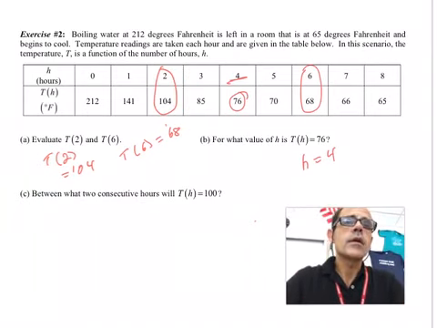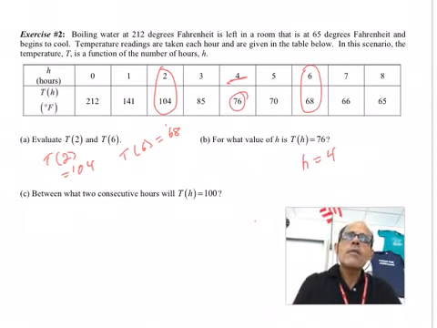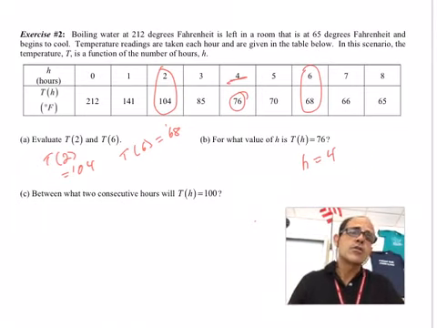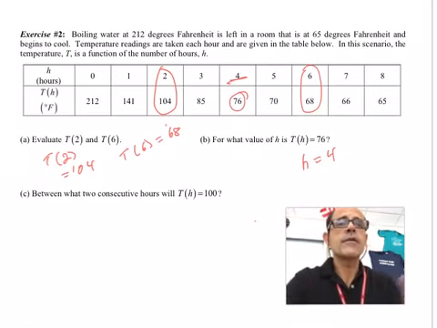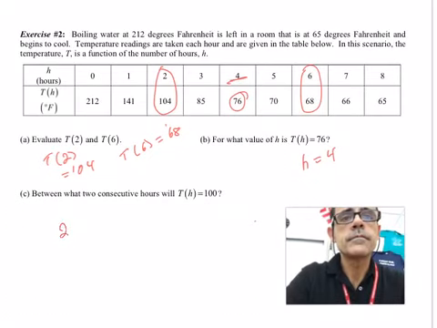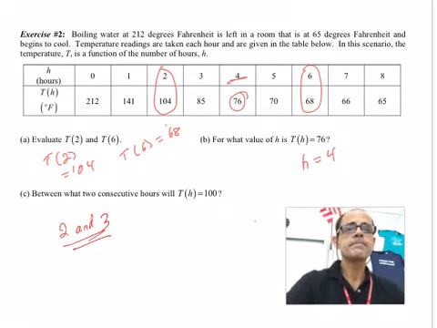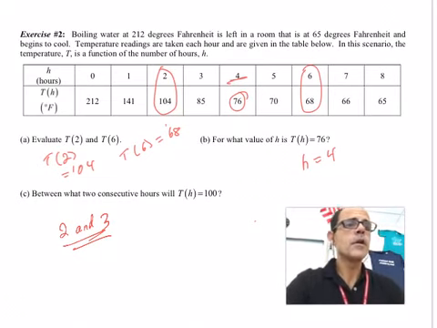So at 2 hours, we're at 104. And at 3 hours, we're at 85. So somewhere in between 2 and 3 hours, the temperature went from 104 straight through 100 to 85. So between the 2 consecutive hours of 2 and 3. Okay? That's how you use a table with a function. Okay, let's go on to the next one.